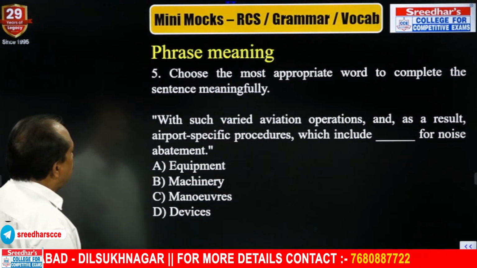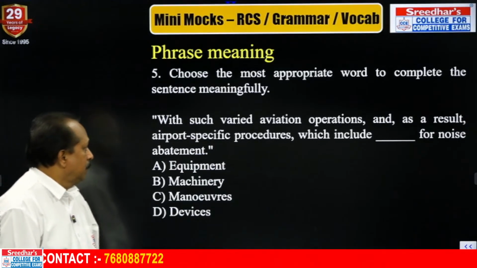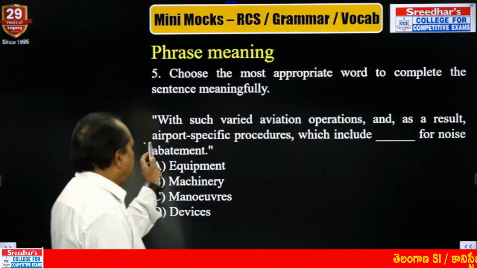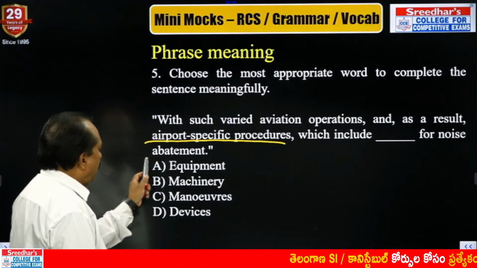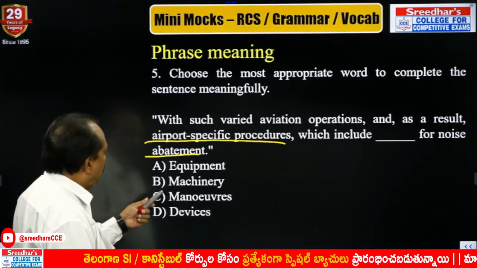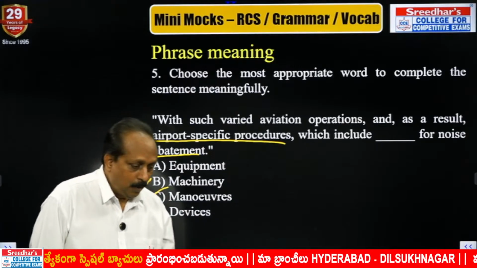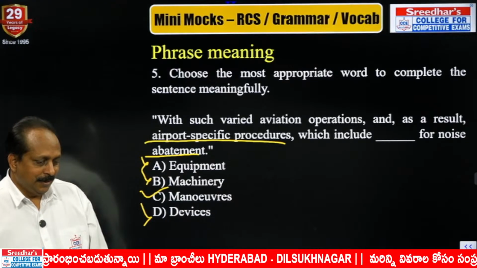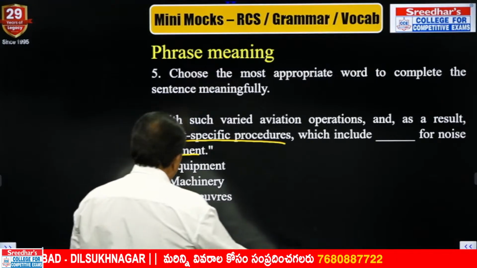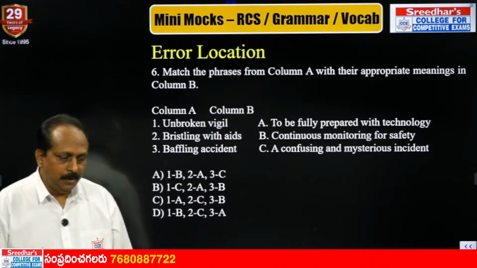Choose the most appropriate word to complete the sentence meaningfully. This is perhaps a bit challenging. You got to read and understand the context only, then you can make out. With such varied aviation operations, and as a result, airport-specific procedures which include, for noise abatement. Abate means to avoid in this context. No, which include equipment for noise abatement? No. Machinery for noise abatement? No. Devices? No. Maneuvers? Oh, wonderful. Who is this? Bukia. C is the answer, and also Bhavani. That's highly appreciable. Sanjay also. And Uday Kumar, Maleshwari. Wonderful. C is the answer. Not easy. Maneuver means you do something in a clever manner, skillfully. Do something skillfully in a dexterous manner.